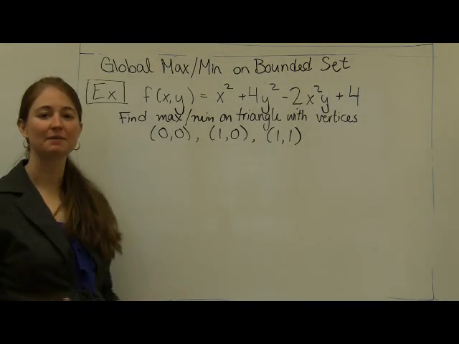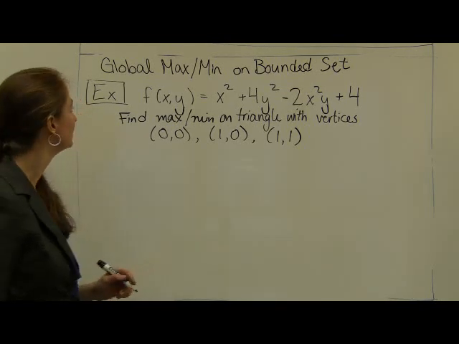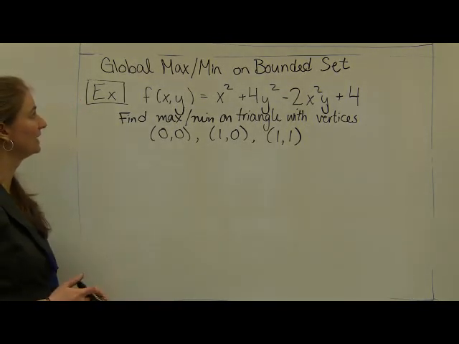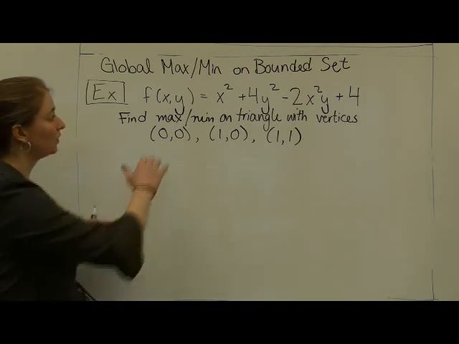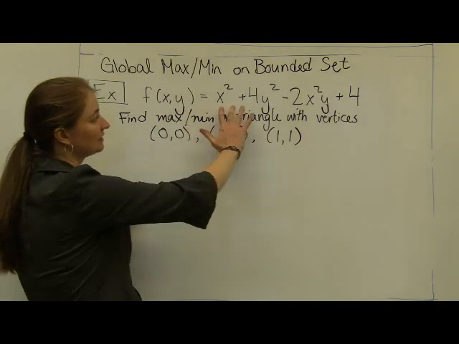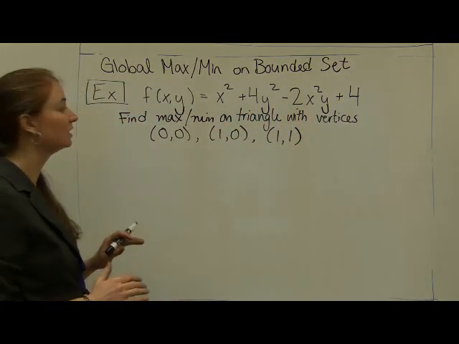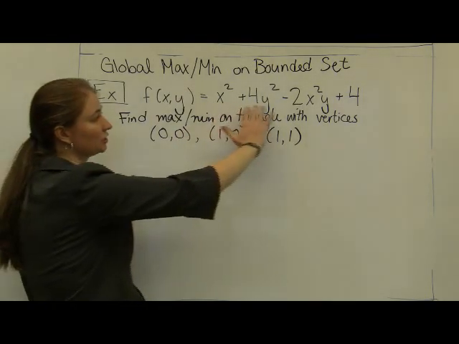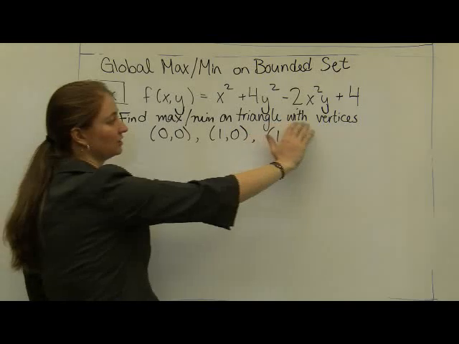So this is our final topic for today, and I'm going to work through one final example. The final thing that we want to look at is finding global max and mins on a bounded set. Previously, this is the exact same function that we saw in the last example. Only now I want to look at when this function is highest and lowest when I'm looking at just a very narrow part of the domain.